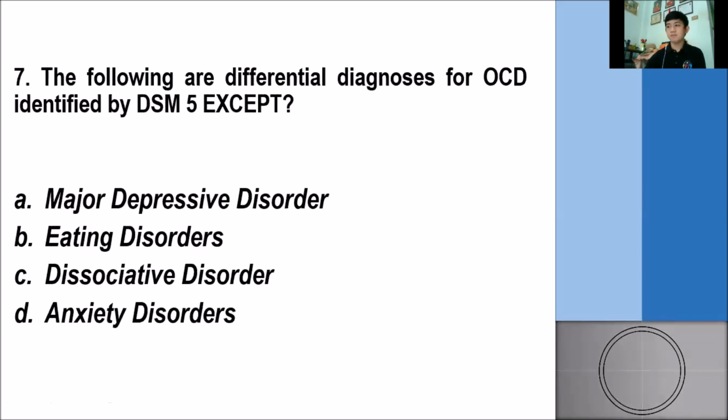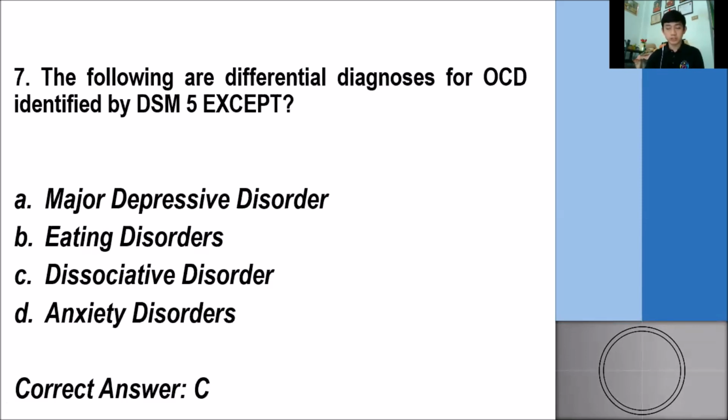Time is up. The correct answer is letter C. Dissociative disorder. For major depressive disorder, OCD can be distinguished from the rumination of major depressive disorder, in which thoughts are usually mood congruent and not necessarily experienced as intrusive or distressing. Moreover, ruminations are not linked to compulsions, as is typical in OCD.